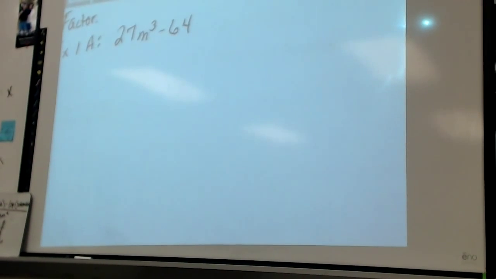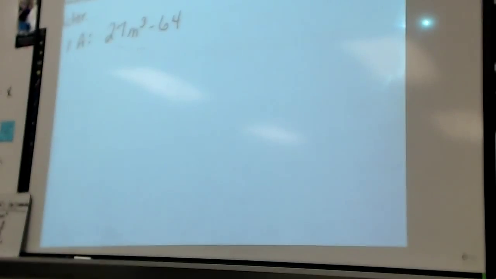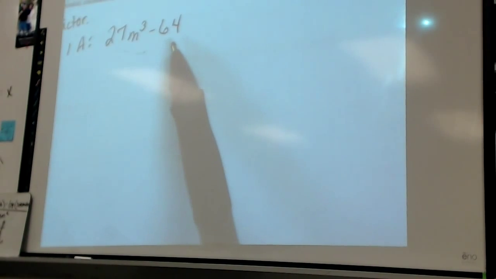I see a cube. Okay, but now we have this new strategy looking for sum of cubes or difference of cubes. So it's a difference. Now, is 27 a perfect cube? Yes, it's on our list over here. Is m cubed a perfect cube? Well, yeah, m cubed would be a perfect cube. All right, is 64 a perfect cube? Yes, it's on our list over here too.